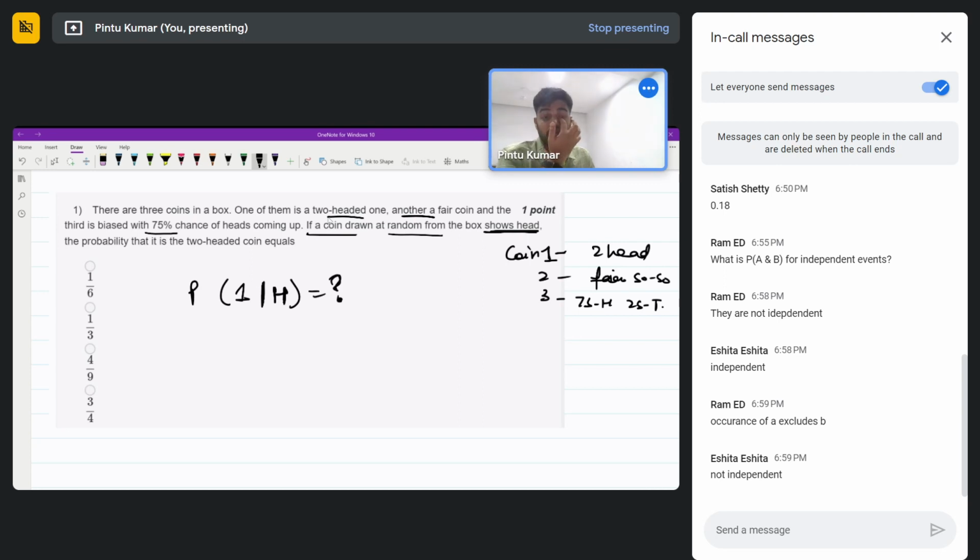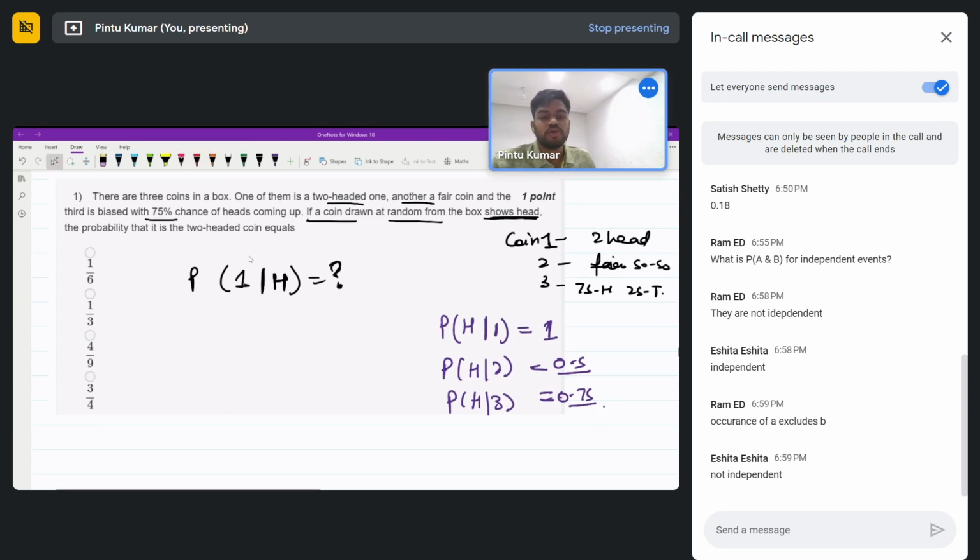Okay. Now, if you look at the information that was available to us, if it is the first coin, given that it is the first coin, what is the probability of head? Probability of head is 1, because both sides are head, right? So, given that the coin is the second coin, what is the probability of head? This is 0.5 because this is a fair coin. And this is 0.75, right? So this is what is given to us and this is what we want to calculate.